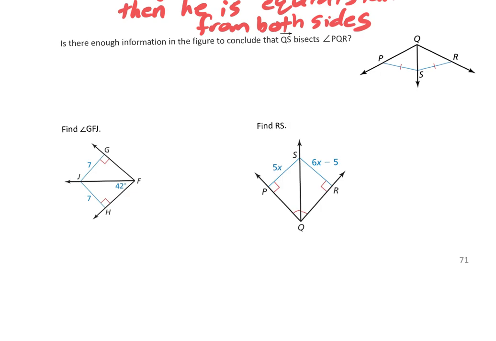And it's because we don't know what that angle is, then we would say no. We need angle P and angle R to equal 90 degrees. So it's just missing that right angle. Okay. Could QS be the angle bisector? Absolutely, right? And we just don't have quite enough information yet to determine that.